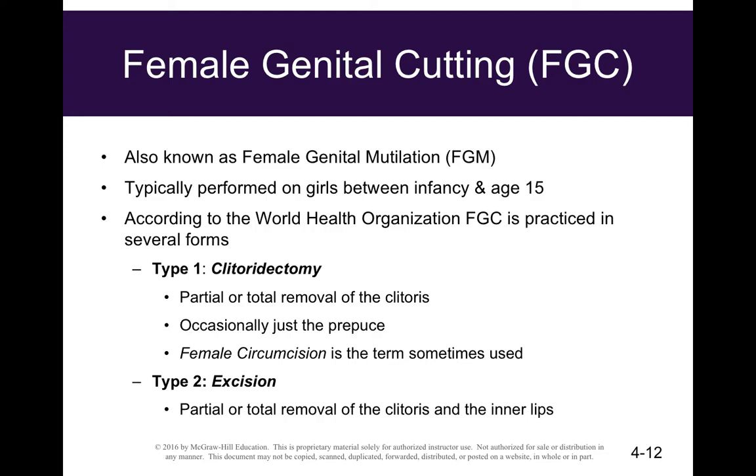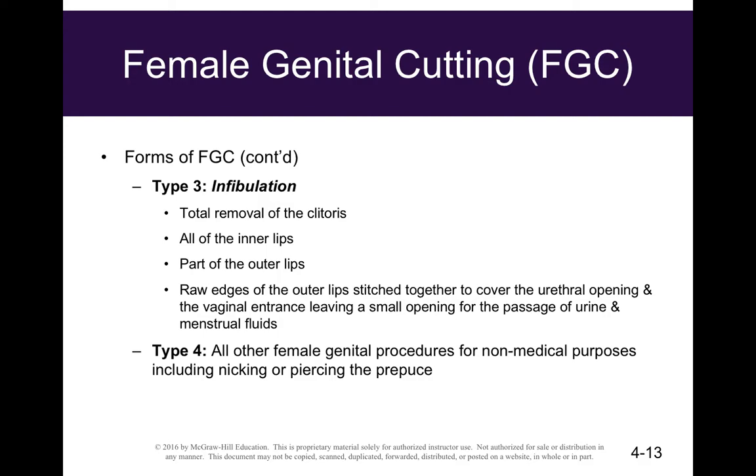Type 2 female genital mutilation is known as excision, where they partially or totally remove the clitoris and the inner lips, the labia minora. Type 3 female genital cutting is called infibulation, where they totally remove the clitoris. They take all of the inner lips and part of the outer lips. Then they sew the raw edges of the outer lips together to cover the urethral opening and the vaginal entrance, leaving just a small opening for the passage of urine and menstrual fluids.